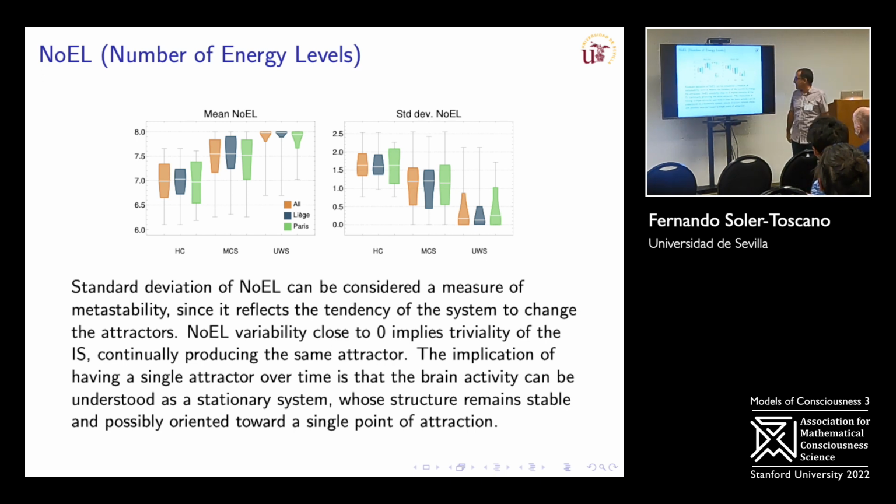There is less variability. And we say that the standard deviation of the number of energy levels is a measure of metastability, because it is the tendency of the system to change attractors. And we see that the activity in unconscious patients is more trivial than in healthy controls.